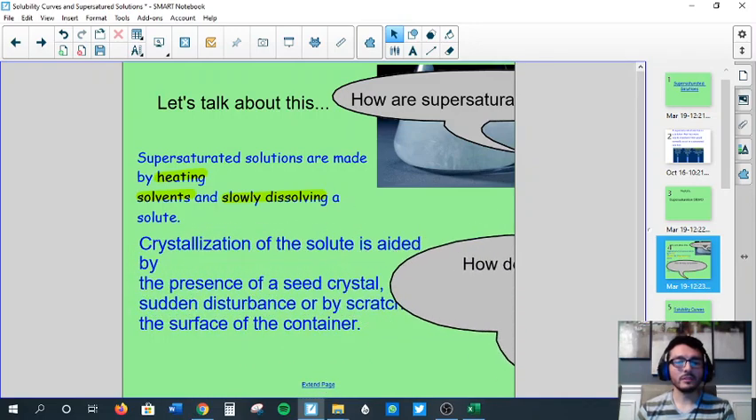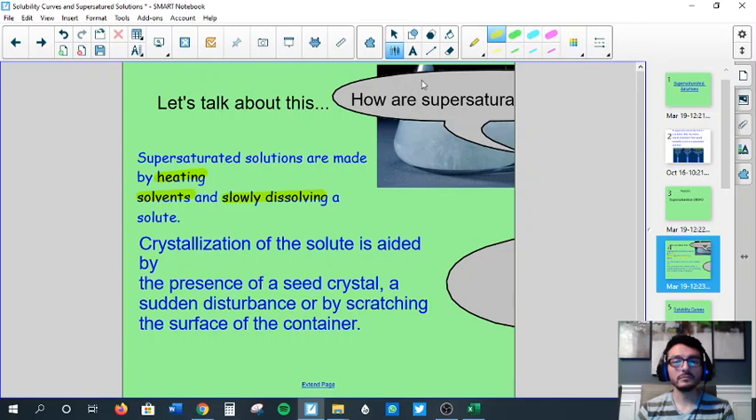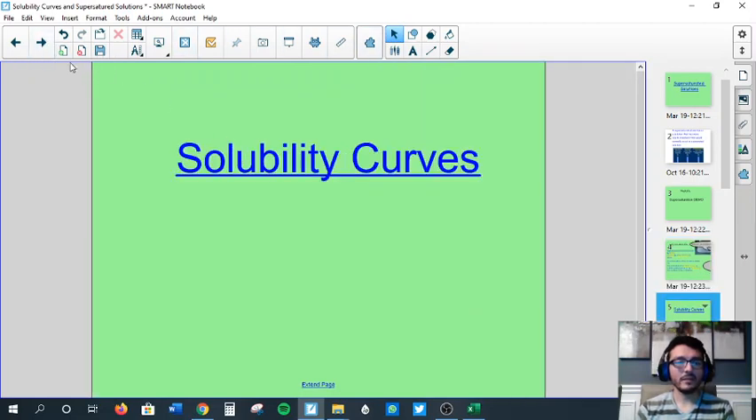So by disturbing it, by adding a seed crystal to it, right, seed crystal, or by a sudden disturbance like a scratch, just simply scratching the outside of a flask or the container that it's in, with even your fingernail or a glass stirring rod, could be enough to make the solute come out of solution, and you get that quickly forming crystal. That looks really cool in this demonstration. Okay, now that's essentially it for supersaturated solutions.